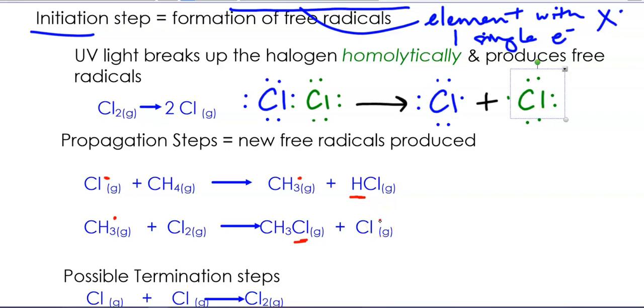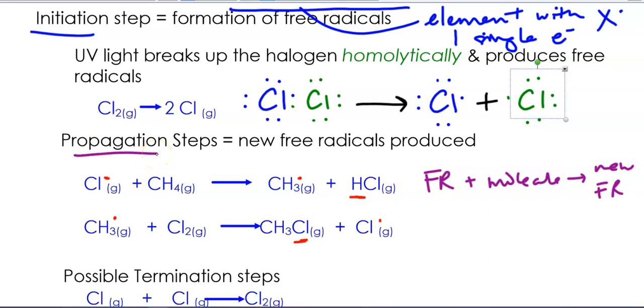So propagation is you have one free radical plus a molecule, and that makes a new free radical, which will then continue and come across another molecule and make another free radical, which makes another one, etc. It just keeps going. That's what propagation is.